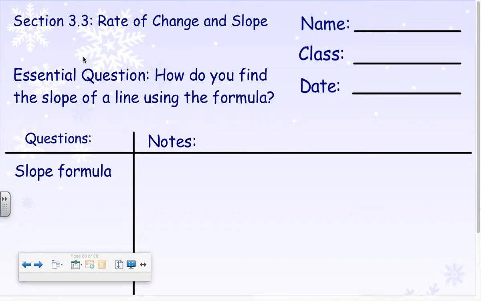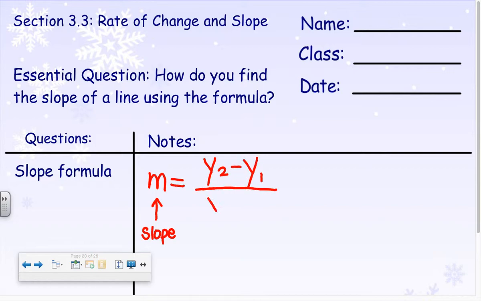Section 3.3, rate of change in slope. Essential question: How do you find the slope of a line using the formula? So the slope formula is m equals, so m is the variable that represents slope, y2 minus y1, the change in y, over x2 minus x1, which is the change in x.